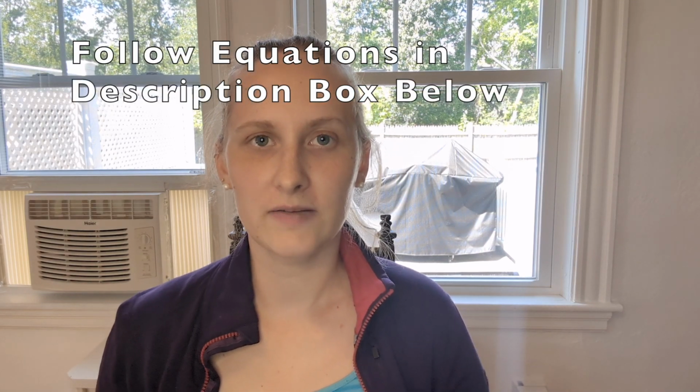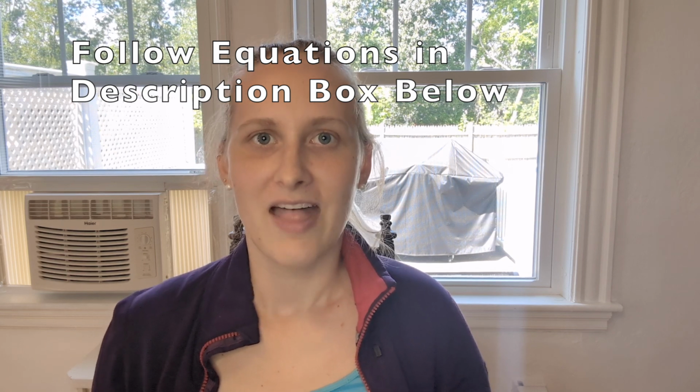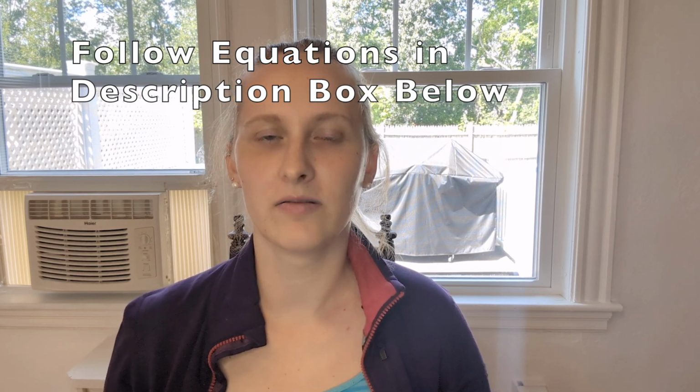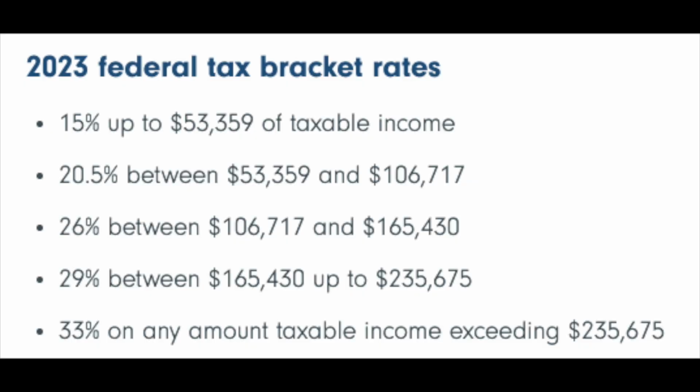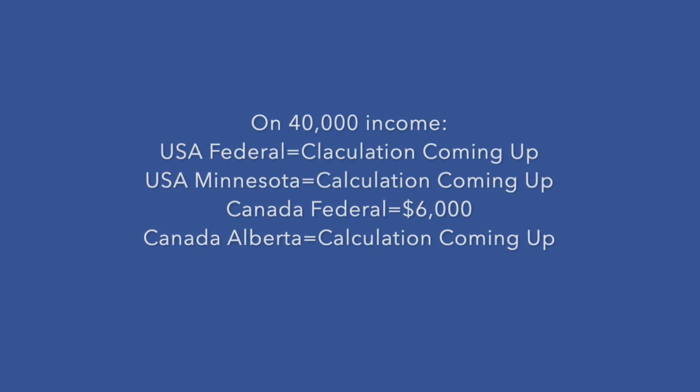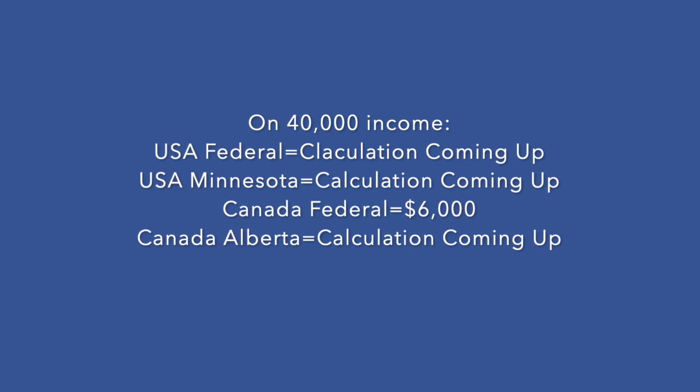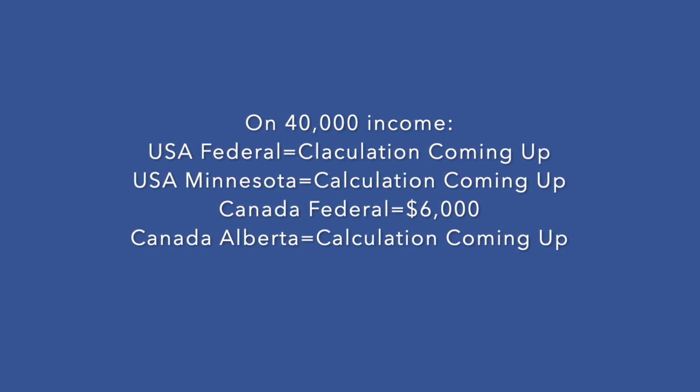So if you lived in the Alberta province of Canada, this is what your tax bracket would look like. First we'll do federal. For the federal tax rate, we're going to do this for someone who makes $40,000. You can see that $40,000 is still in the lowest tax rate bracket. So it's 40,000 times 0.15, which is 6,000. So you're going to owe the federal government in Canada 6,000 for the federal income tax.